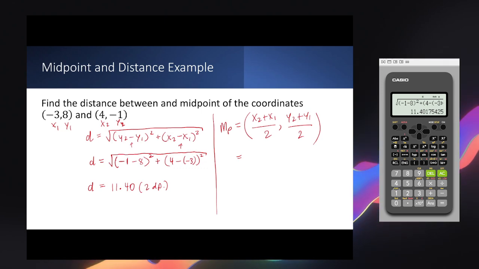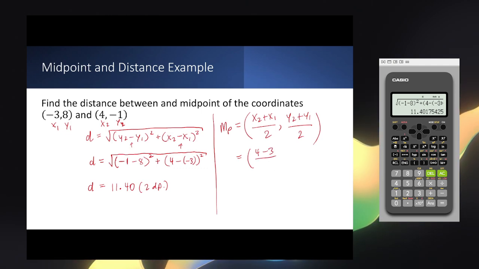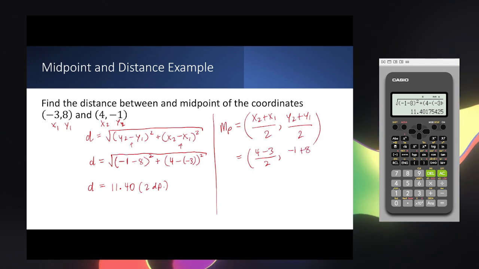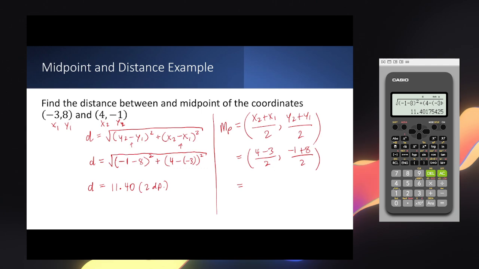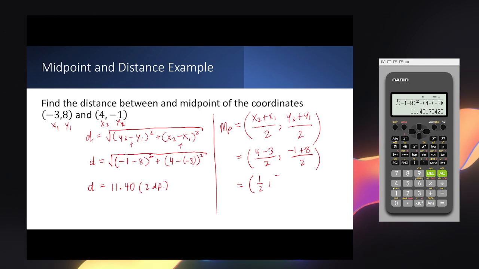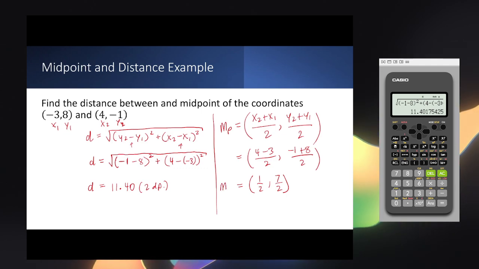But to keep it consistent, we're going to do 4 minus 3, so plus minus 3, positive and negative become a negative, over 2, comma, minus 1, plus 8, over 2. 4 take away 3 is, of course, just equal to 1. So my x coordinate is a half. My y coordinate, minus 1 plus 8, is equal to 7. So that is 7 over 2. And so that is my midpoint.